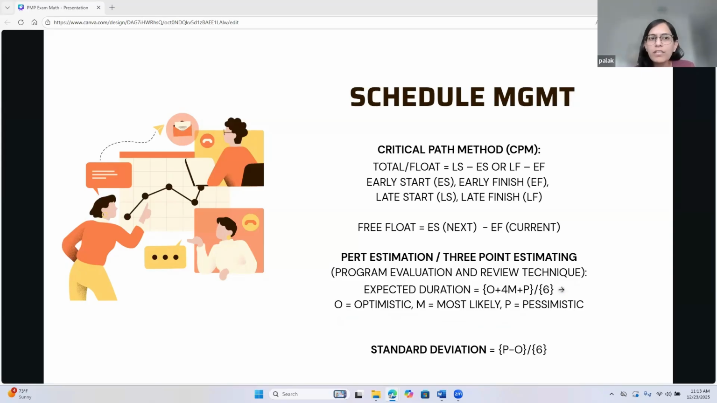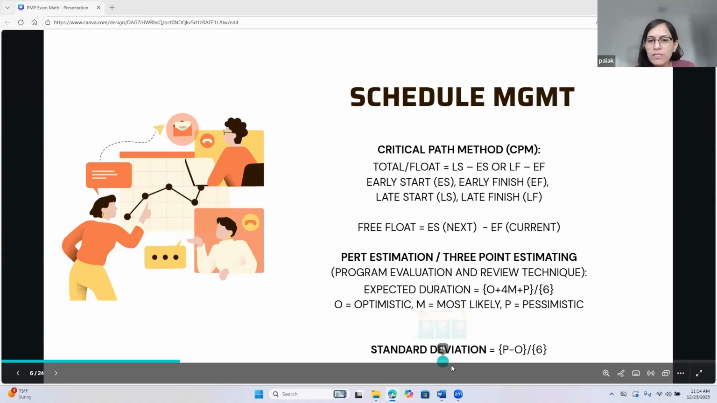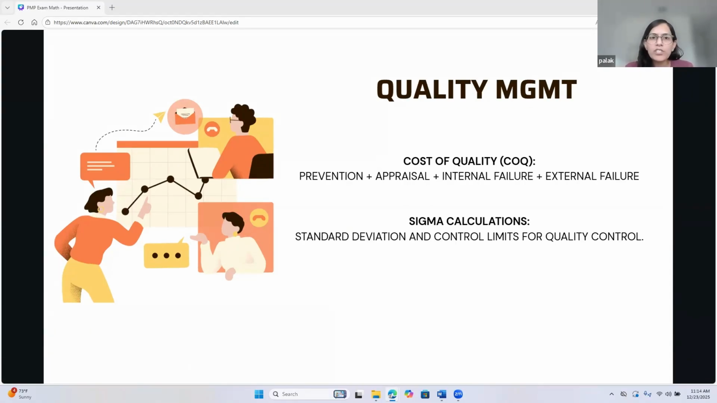And the answer that we get is a kind of weighted average that leans towards the most likely estimate. And it's useful when uncertainty is really high. Okay, and the last one is standard deviation, which is basically the pessimistic minus optimistic divided by 6. This one is about quality management.